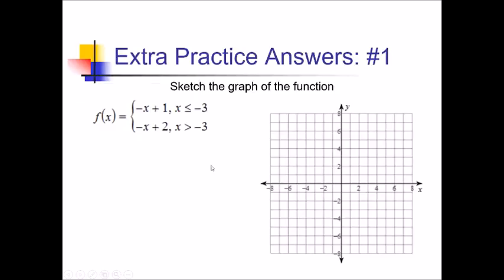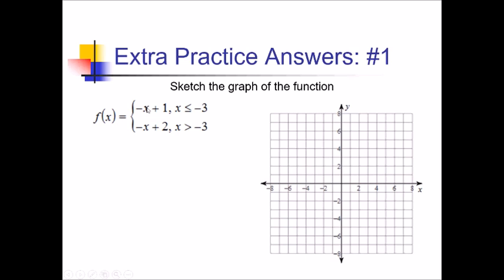On this problem, we're graphing this piecewise function, which consists of two lines. The first line goes left forever and stops at the x value -3. The second line is starting at -3 and then going to the right forever. So let's find the first endpoint, and then we'll work backwards to draw the rest of that first line.